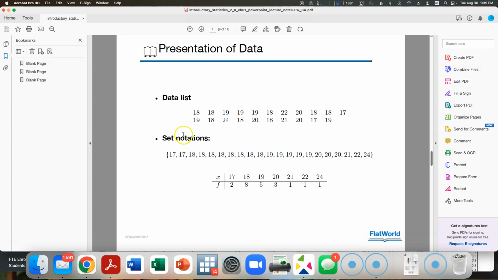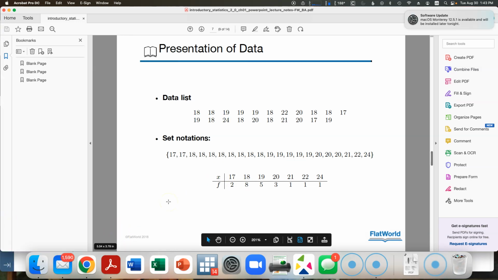Now, what we can also use besides a data list and a set notation would be a frequency table. Okay, so continuing on here. What we see down here would be our frequency distribution, which would be somewhat useful because you can see numbers like 18 are repeated a few times, 19 is repeated a few times. So another way of describing the data would be to talk about the frequency in which certain measurements were captured. And so, depending again on what we're looking at, that would be useful.